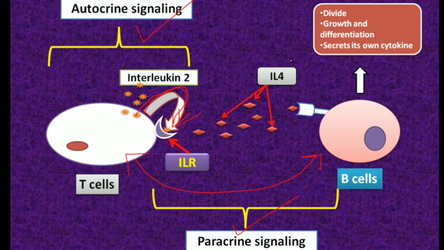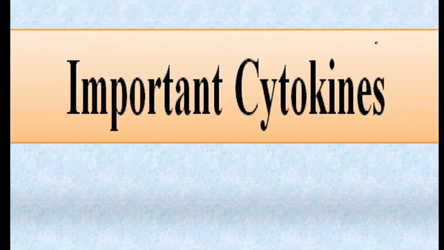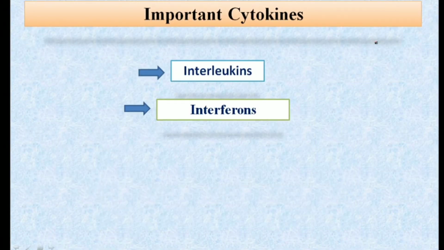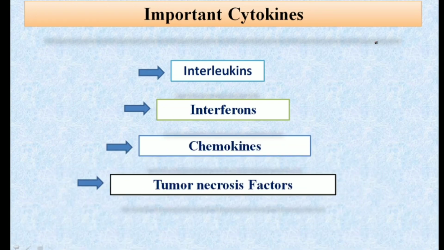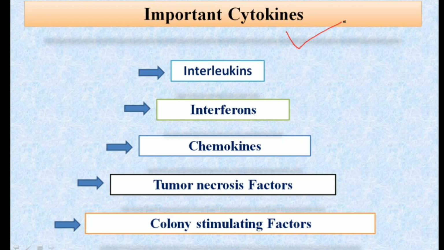Once a cytokine binds to the receptor, it generates some internal signal that alters the activity of the cell, which results in the cell either dividing, undergoing growth and differentiation, or maybe secreting its own cytokine also. So let's see about some important cytokines. The interleukins, the interferons, chemokines, tumor necrosis factors, colony stimulating factors, these are all cytokines that are present within the immune cells. So let's first see about the interleukins in much more detail.